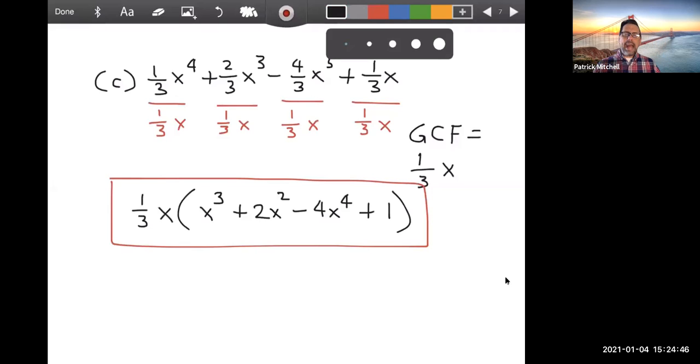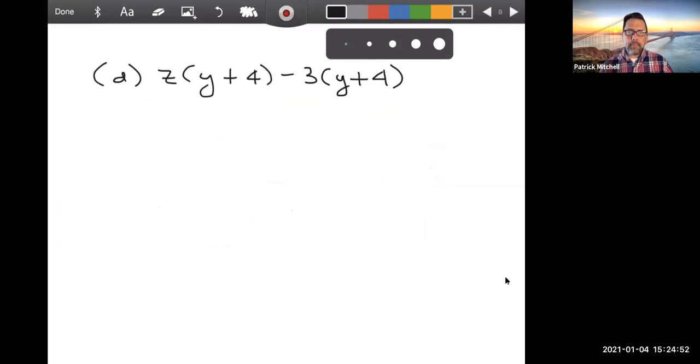All right, so what's going to happen next is we're going to warm up for the last thing that happens in this section, which is factoring by grouping. All right, so this looks a little different. We have z times y plus 4 minus 3 times y plus 4. Remember, factor means write the entire thing as a multiplication problem. This has multiplication in it, but it is actually a subtraction problem. The main operation in this problem is subtraction.